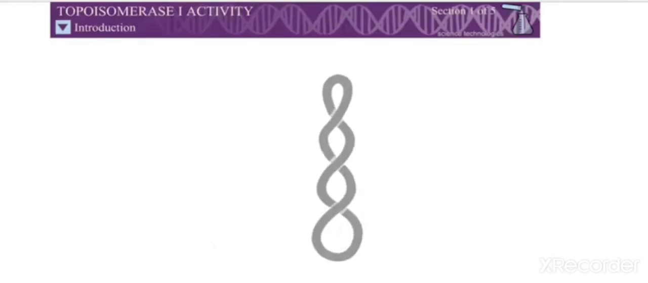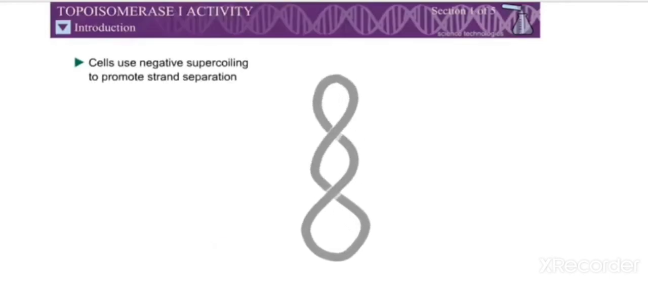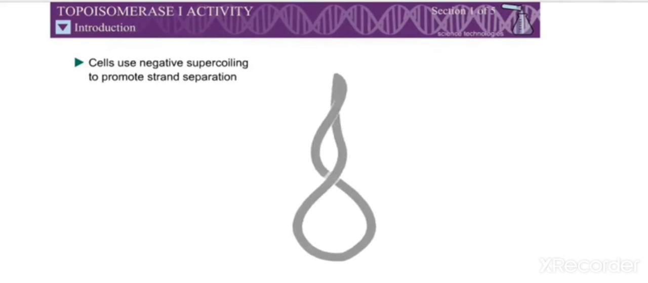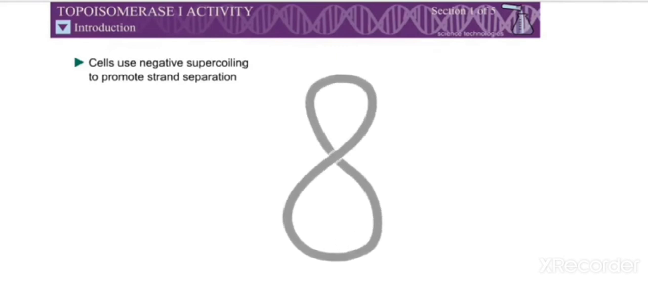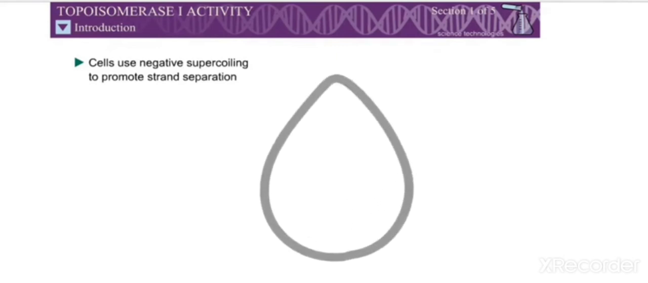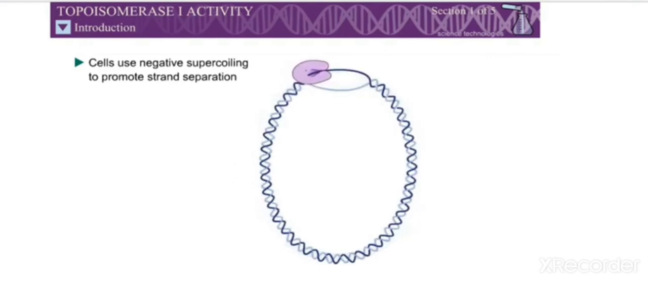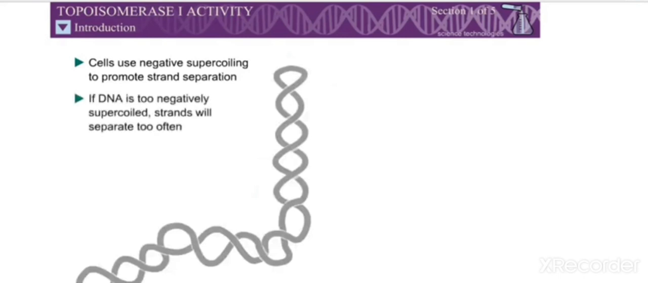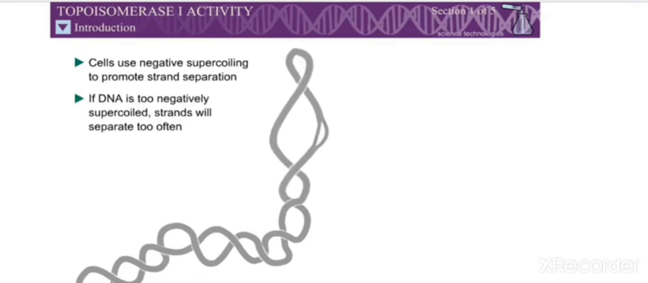DNA affects its functioning in the cell. Cells use the torsional strain of negative supercoiling to promote strand separation for processes such as DNA replication and RNA transcription. However, if DNA becomes too negatively supercoiled, the strands will separate too often, making the DNA more susceptible to degradation.